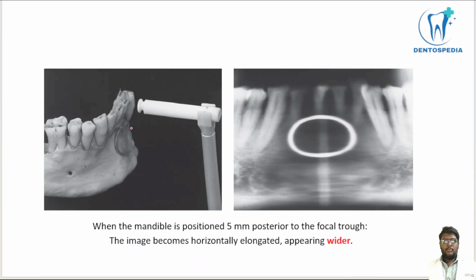And when the mandible is positioned 5 mm posterior to the focal trough, so this is the original position, right? This is where the focal trough is present. When the mandible is positioned 5 mm posterior to the focal trough, the image of the ring will be vertically compressed. Okay, if it is positioned anteriorly, it is horizontally compressed, and if it is positioned posteriorly to the focal trough, it is vertically compressed. So this illustration gives an important statement on why we have to position the patient during the exposure well within the focal trough. This experiment gives the importance of placement of structures within the focal trough.